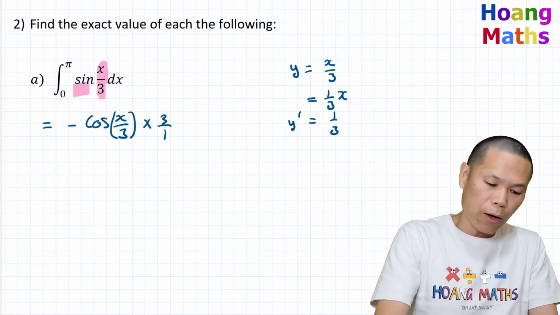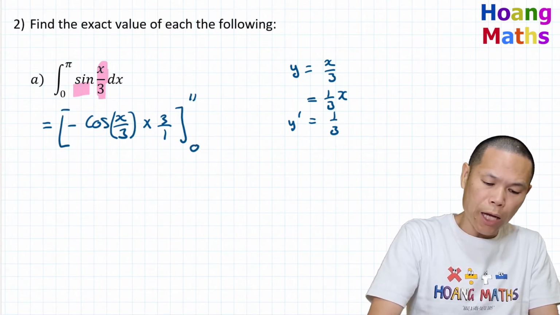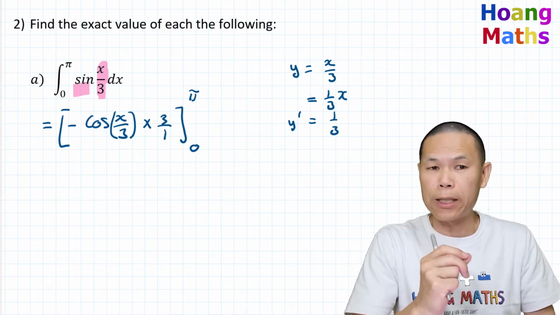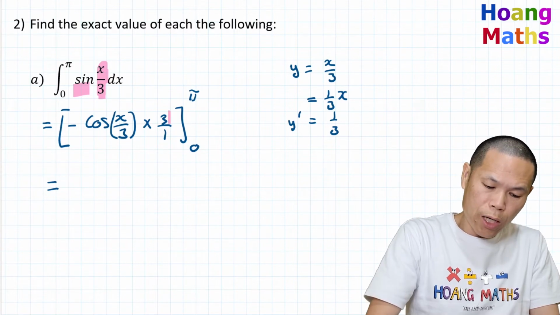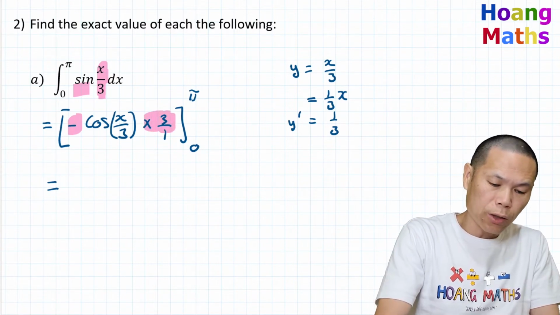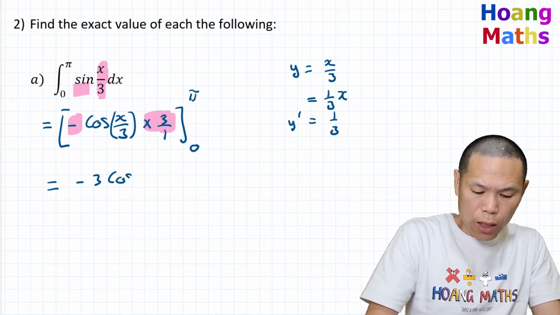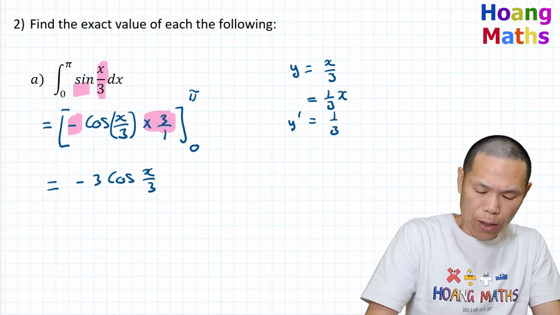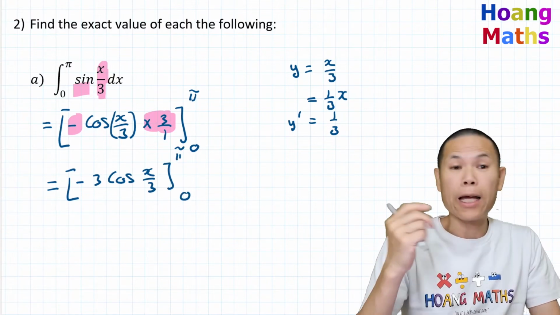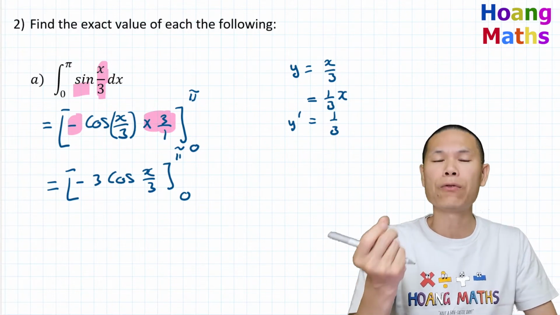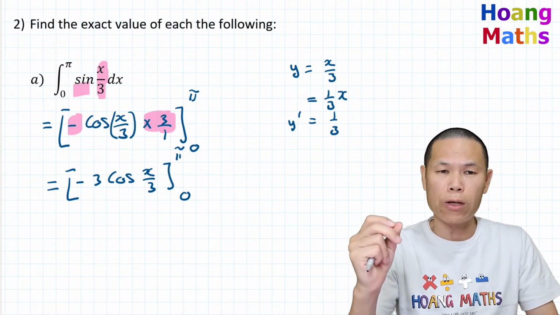So there you go. Now let me just write this down completely, from 0 to pi. What I do now is I just simplify this before I do substitutions. So we go 3 times negative 1. That gives us negative 3. So that becomes negative 3 cos of x over 3, and then this is from 0 to pi. I can take the negative out to make it easier for substitutions. Otherwise, you can leave it as it is and substitute and evaluate straight away if you like.